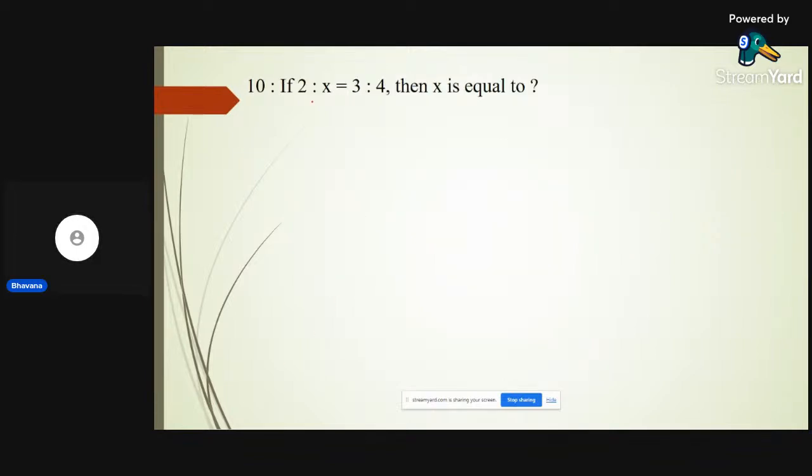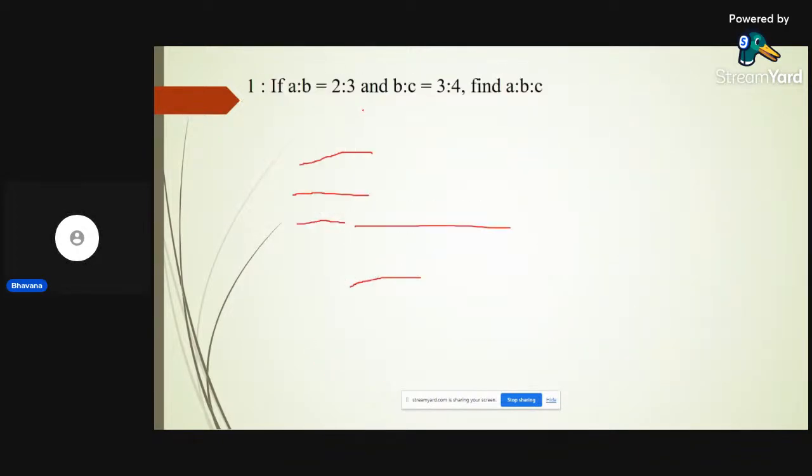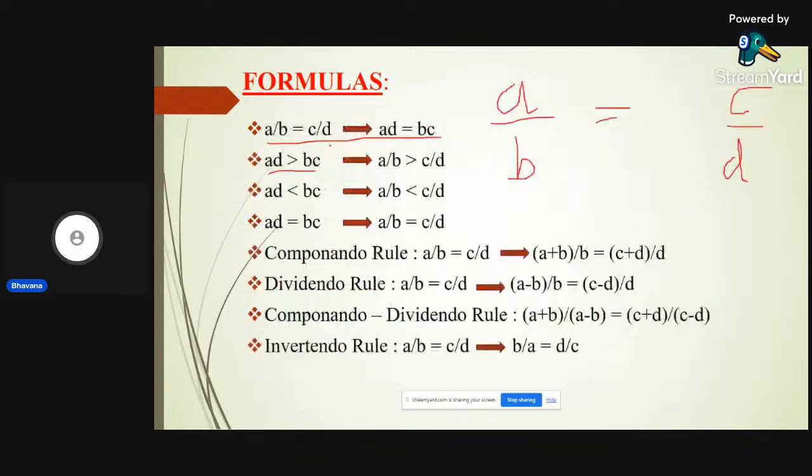So next, if 2 is to x equals 3:4, then x is equal to what? Before, while discussing the formulas, we had the formula to calculate the x, right? Just apply that formula and we will get the answer here. So what is the formula for that? See, this is the formula, right? Apply the formula for this.